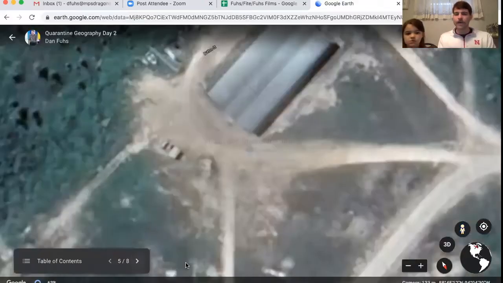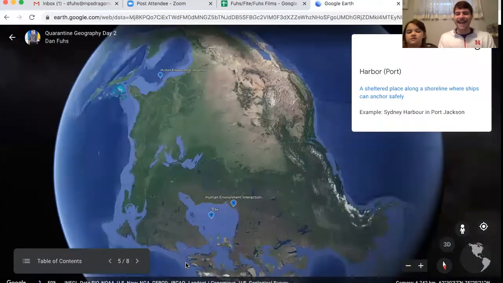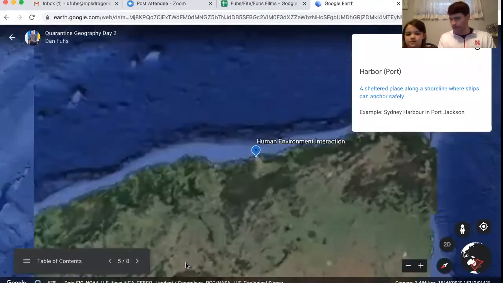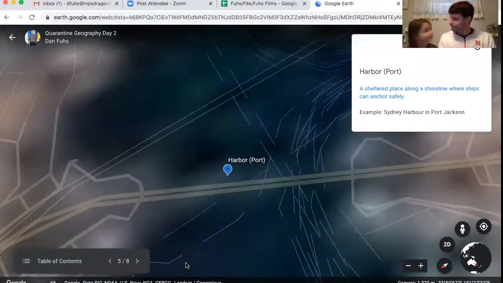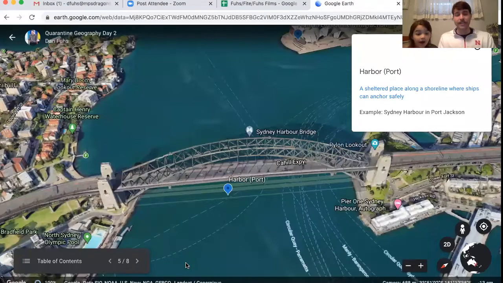Our next vocabulary term is a harbor, and we're going to go all the way down to Australia. Good night, mate. Australia has a very famous harbor, and it's actually part of several harbors inside of Port Jackson. Now, yeah, that's a bridge.